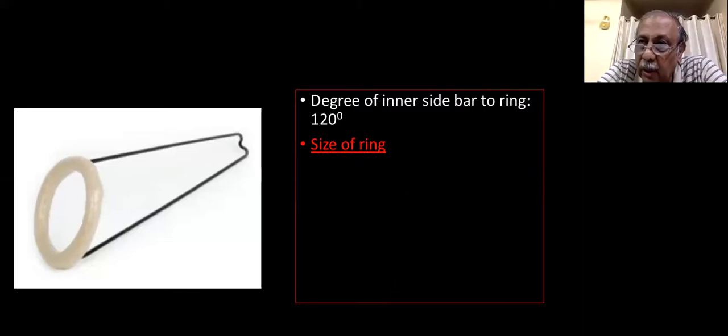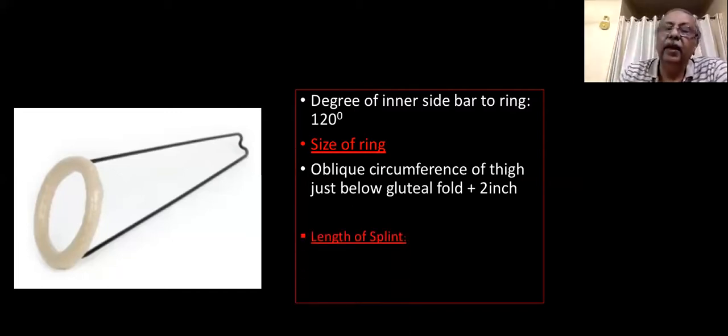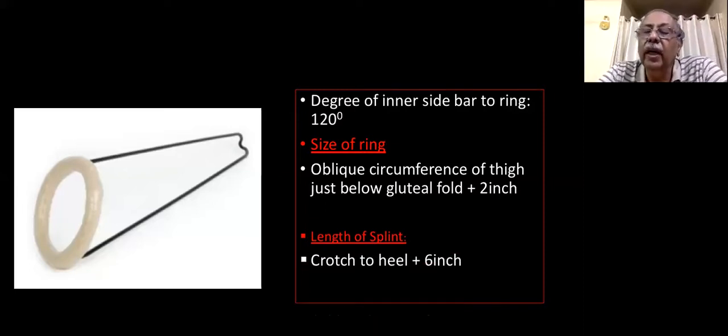In most of the olden hospitals, there will be a splint room. You will have to take measurements from the patient and go to the splint room and select the ideal Thomas splint. So the ring size is the oblique circumference of the thigh just below the gluteal fold plus 2 inches for the swelling that may occur in the fracture. And the length of the splint is usually the crotch to the heel plus 6 inches.